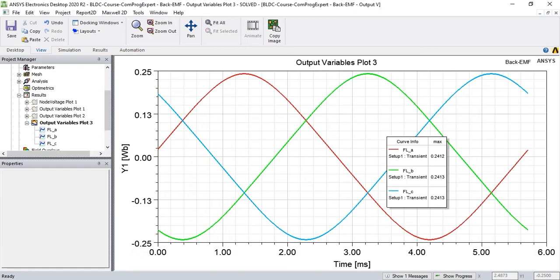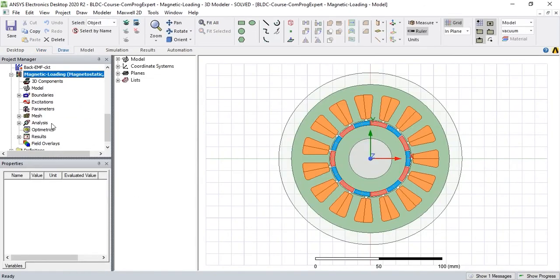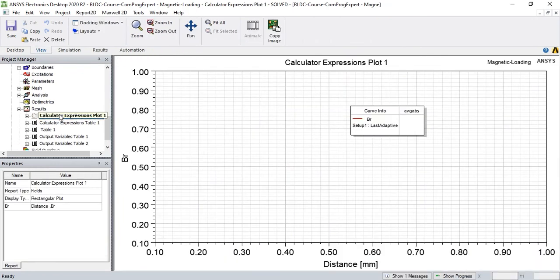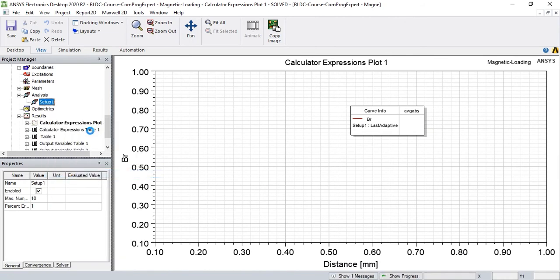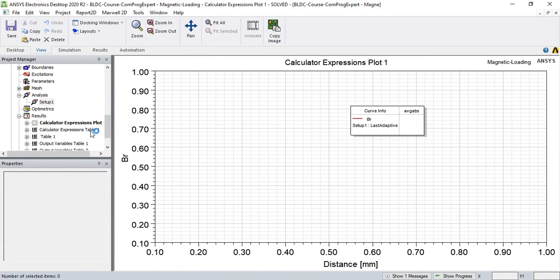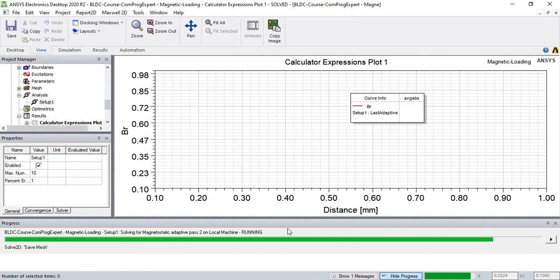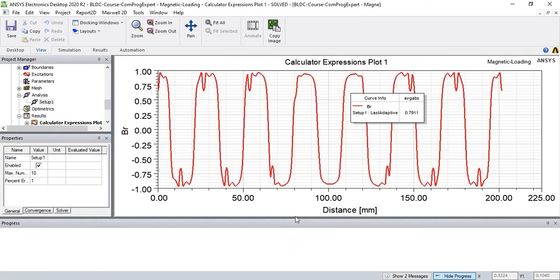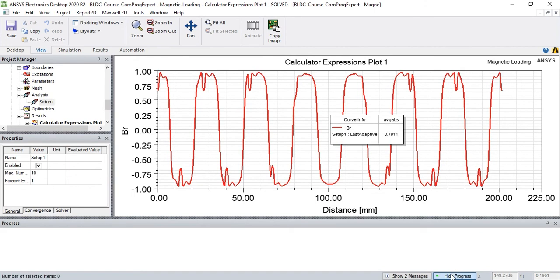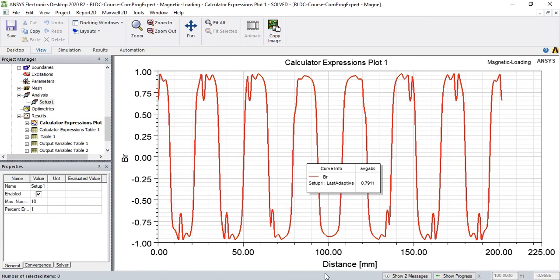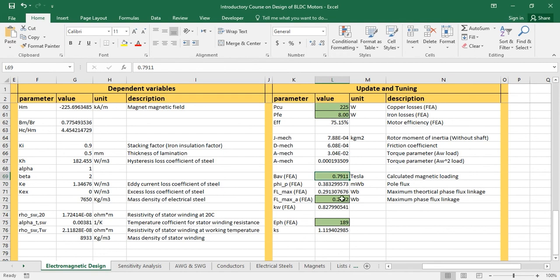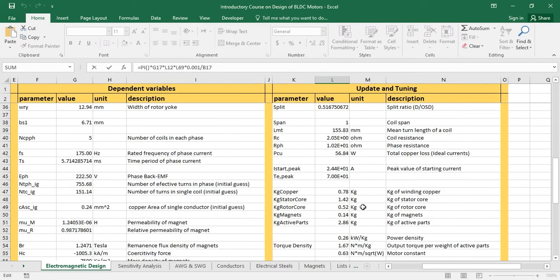What is the value of B average? We calculated it here in the magnetic loading simulation. I need to rerun it because I updated some variables in this file. So when we know the value of B average, we can implement this equation to calculate the pole flux. So the simulation is running. As you can see here, the value of magnetic loading is 0.7911. I wrote it here. So I implemented this equation in this cell to calculate the pole flux.